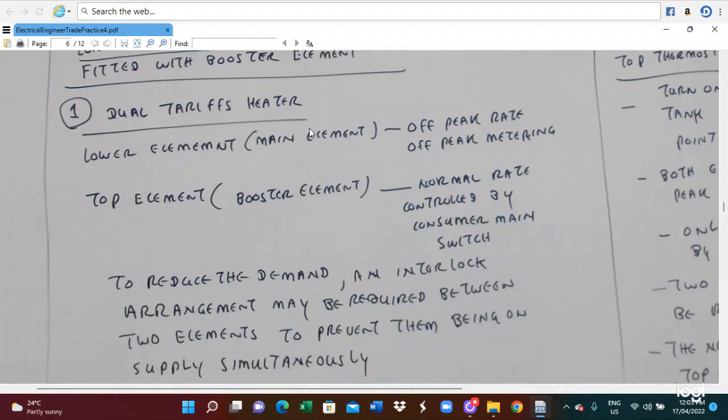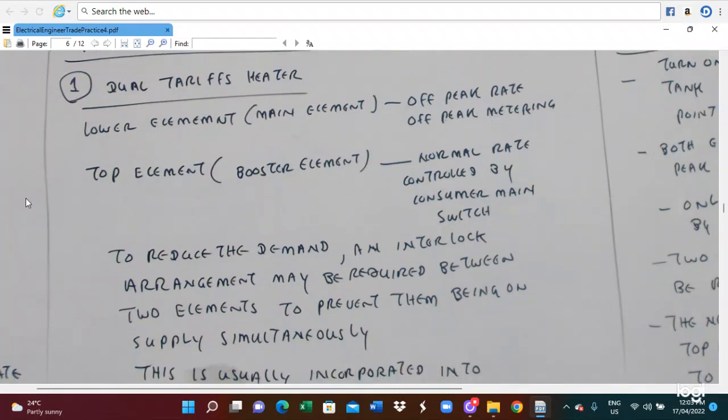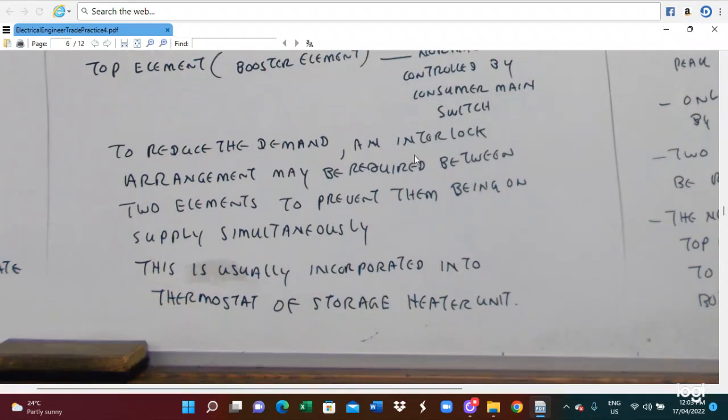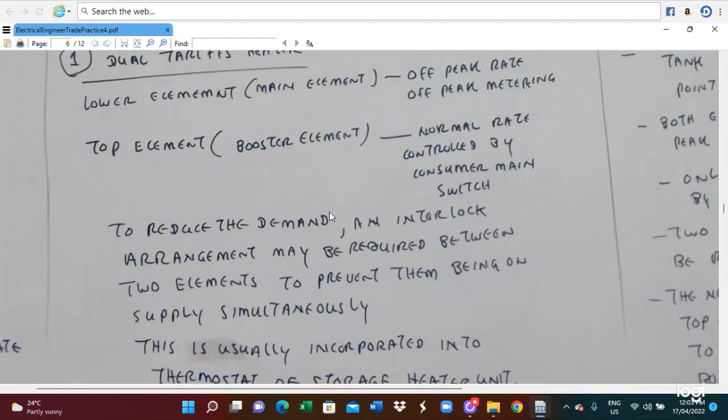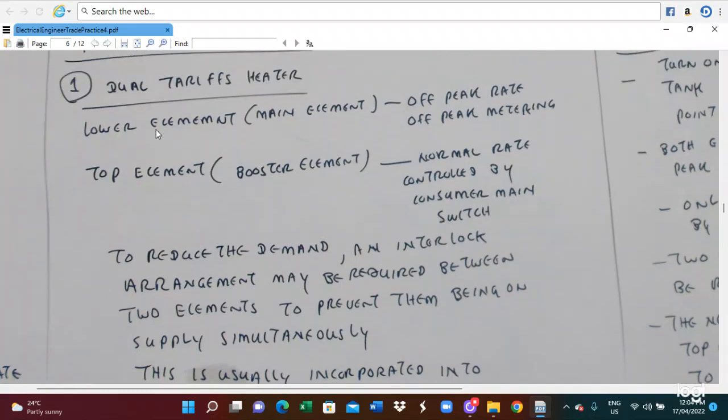The lower element is the main element. This we supply at the off-peak rate and the off-peak meter. The top element is a booster element. So this is supplied at the normal rate controlled by the consumer main switch. To reduce the demand, an interlock arrangement may be required between the two elements to prevent them being on the supply simultaneously. This is the peak top and the lower element. We have to utilize the appropriate interlock device because the lower element is subject to the off-peak rate and the off-peak meter rate. The top element is a booster element at the normal rate controlled by the consumer main supply.